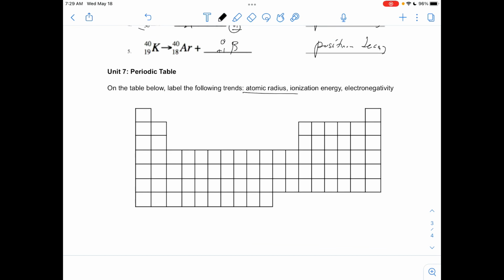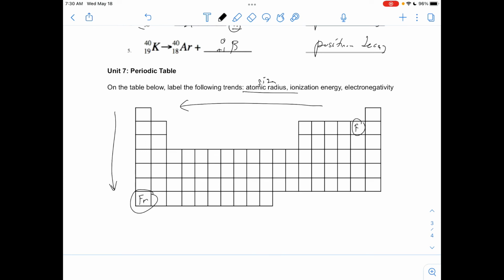Okay, periodic table, unit 7. We didn't cover the trends, so I'm going to go over the trends with you real quick. The biggest element on the periodic table is Big Frank. The smallest one is tiny fluorine. So atomic size increases as you go down and to the left. The closer you get to francium, the bigger the element is. The closer you get to fluorine, the smaller it is. Atomic radius is all about size. If you can remember Big Frank and small fluorine, the rest are opposite.